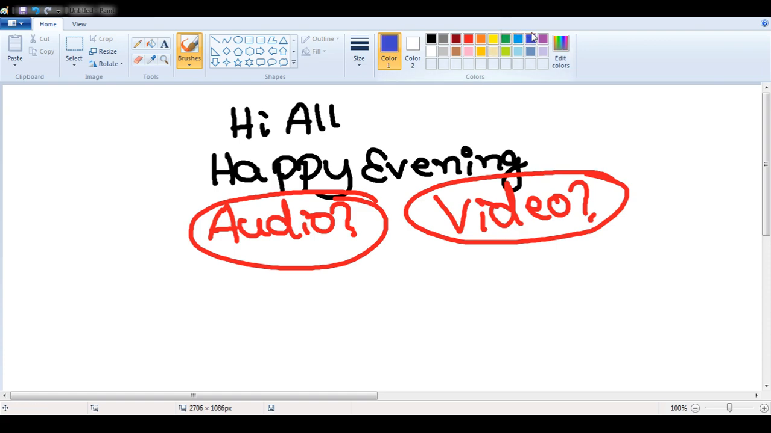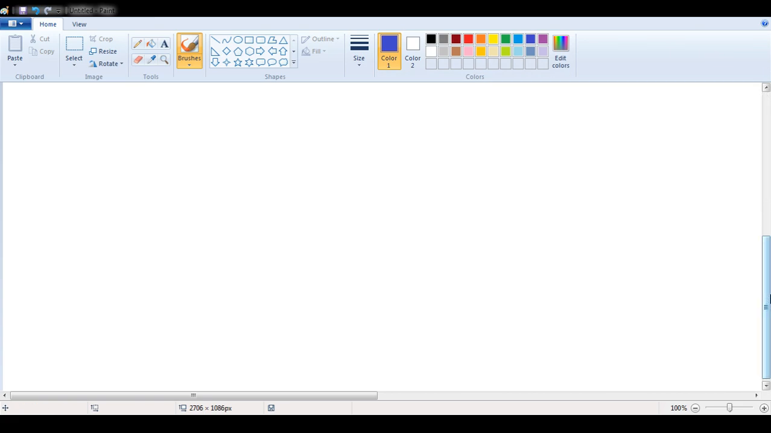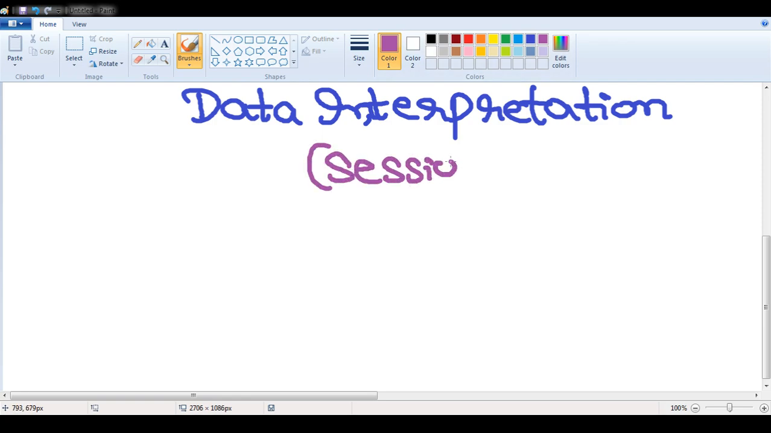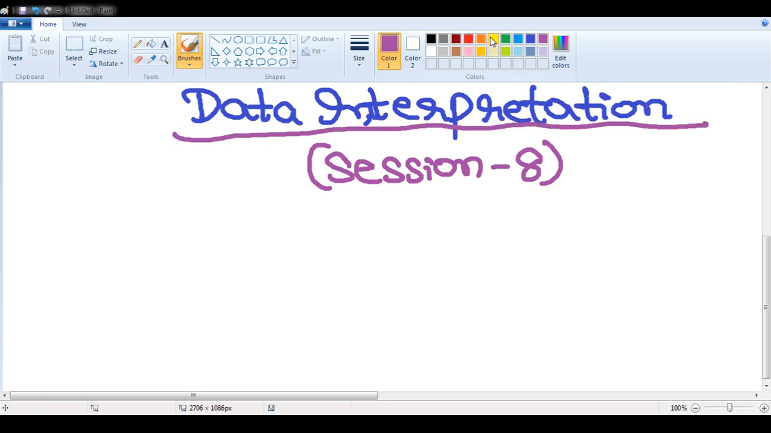Before starting the session, you all know that today's session is the eighth session in data interpretation. One of the very important topics in so many competitive examinations is data interpretation. So many students tend to make a lot of mistakes in this topic. More than mistakes, they spend a lot of time in solving the problems of data interpretation.